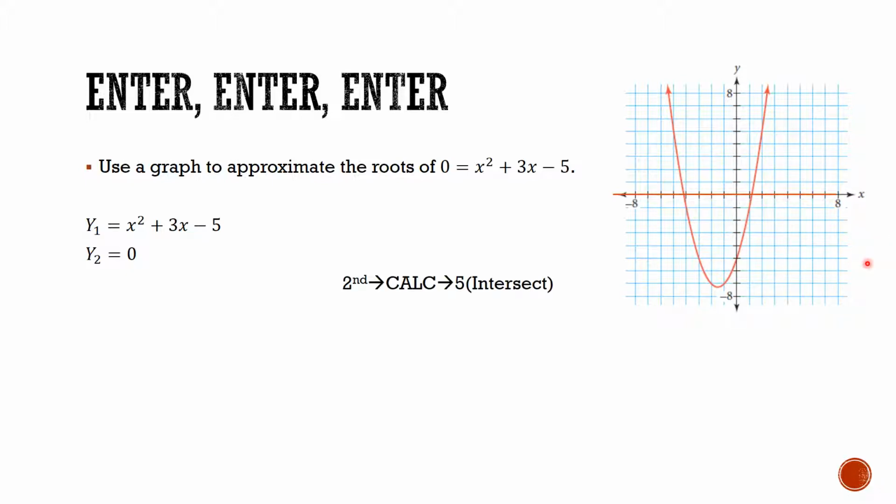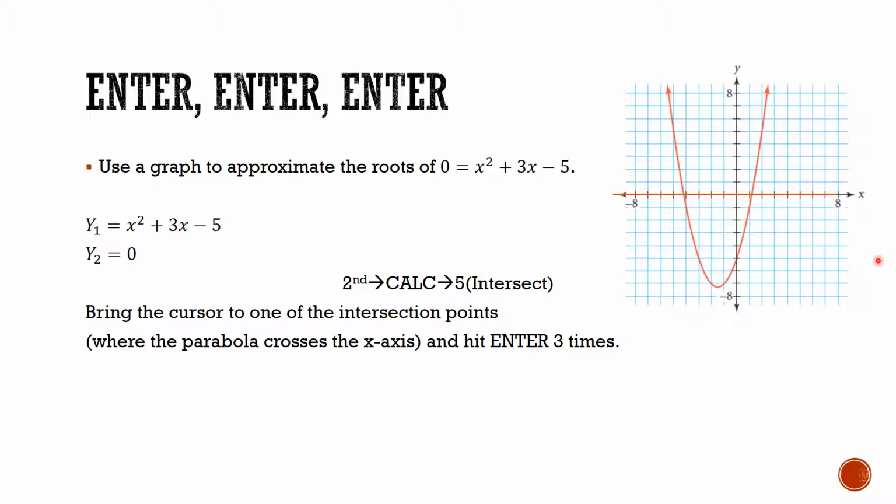So now in your calculator, you hit the second button, then you hit calc, which is like the 4th button on the top, I think, and then 5. So 5 should be intersect. Once you hit 5 or hit enter on 5, you are going to be brought back to the screen that looks like this. Now you bring the cursor to one of the intersection points. You move the left and right arrows until you see the cursor show up. It's like this little Spider-Man looking thing. Then bring it as close as you can to one of the intersection points.